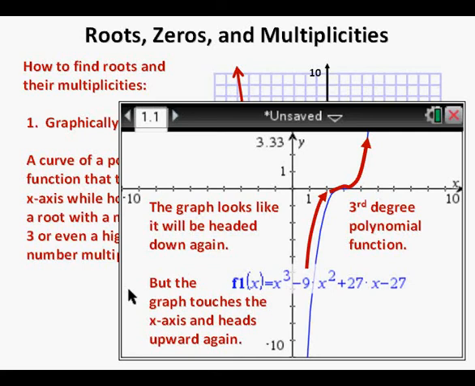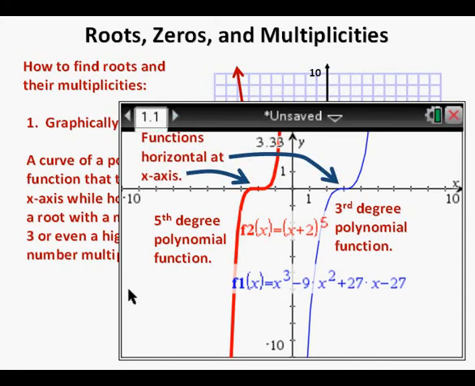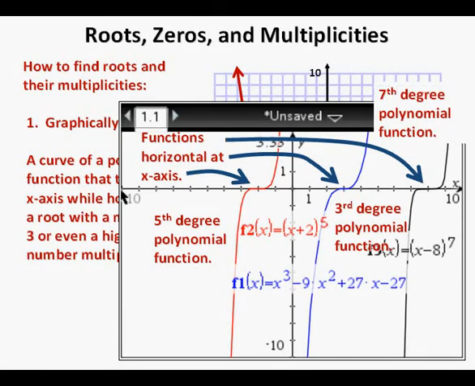And here on the left side, in red, is the graph of a 5th-degree polynomial function with a multiplicity of 5. Note how the functions go momentarily horizontal as they cross the x-axis. And if we go to a 7-degree root with a multiplicity of 7, this is what we see at the right, at x equals 8, graphed in black, also horizontal at the x-axis.